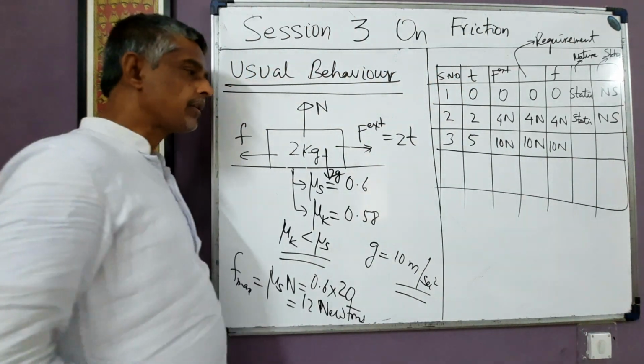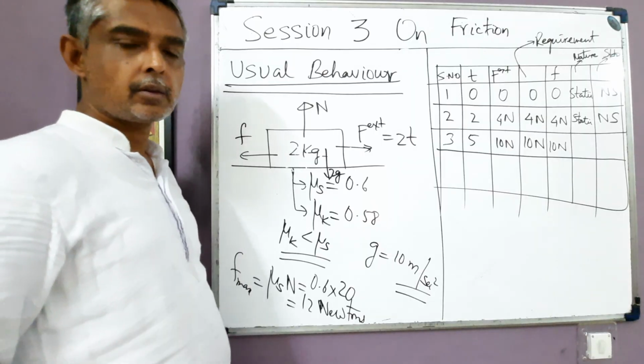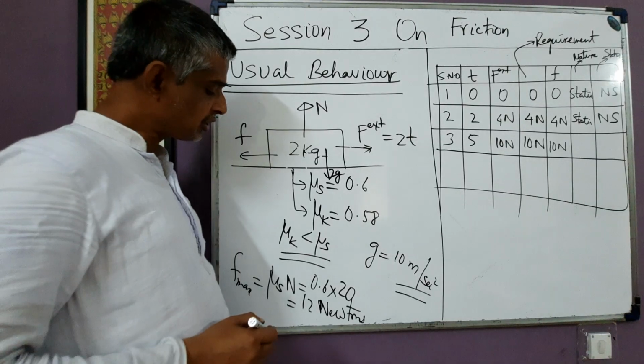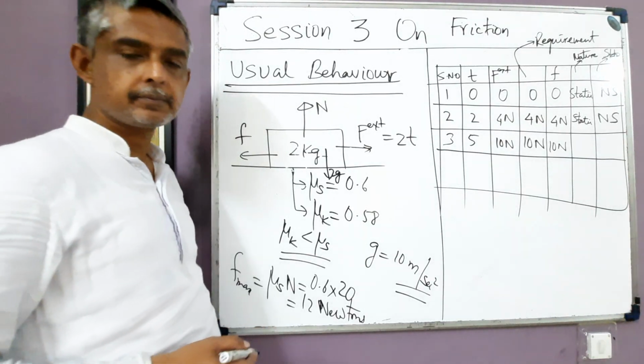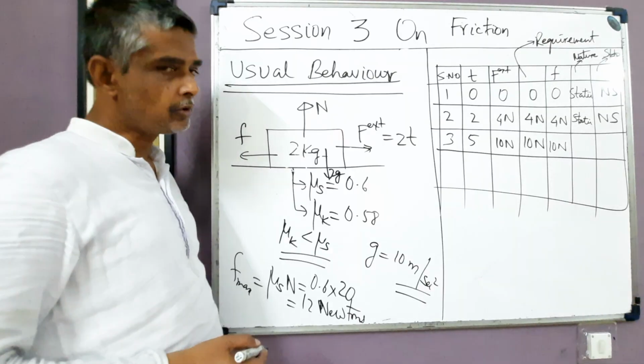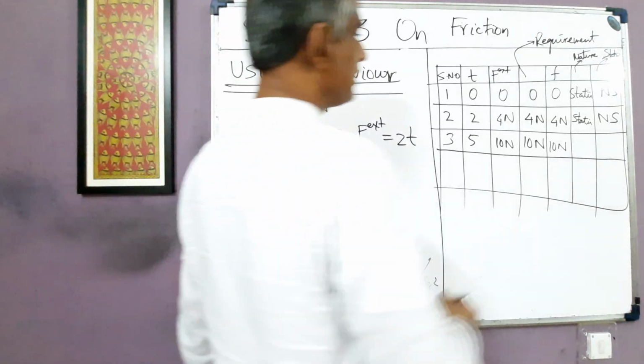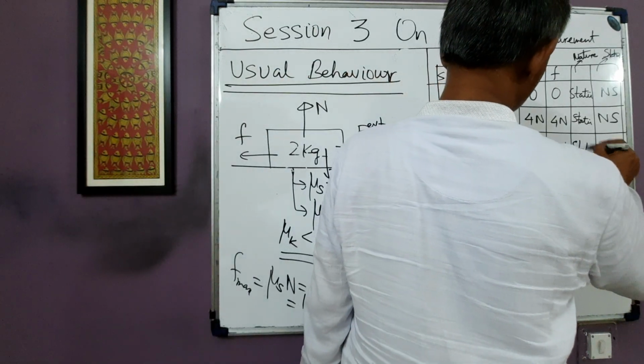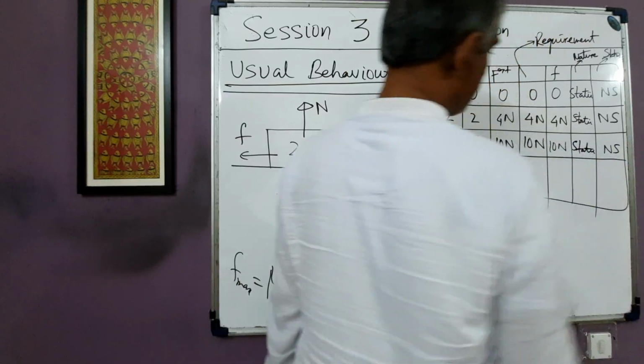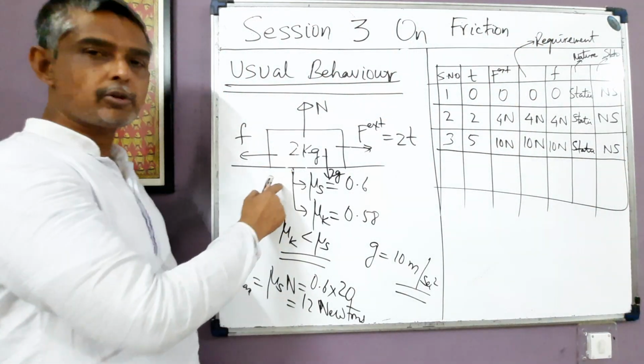In this case also, we will say that requirement is being fulfilled. Maximum available friction is 12 Newton, only 10 Newton is needed. Now what is the nature? Again, it is static friction. Nature is again no slip. NS meaning no slip between the 2 kg block and the surface.